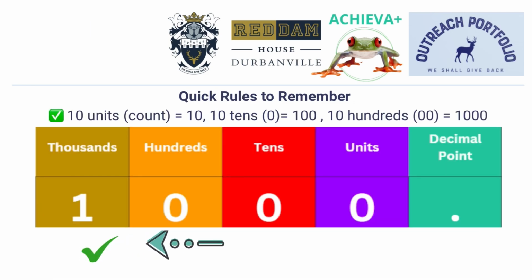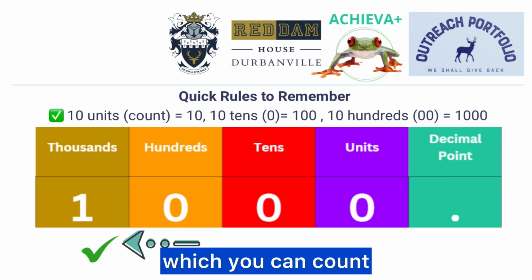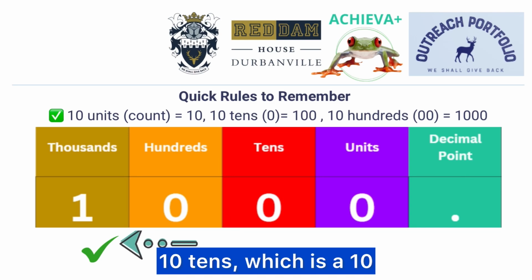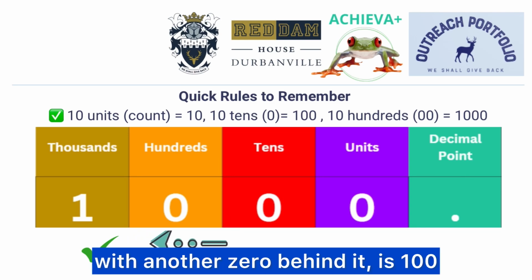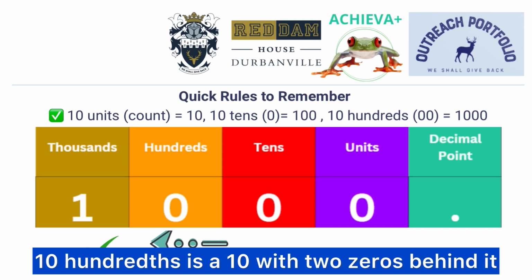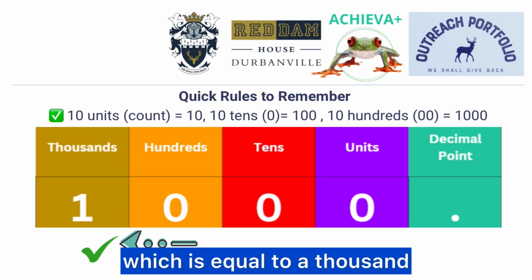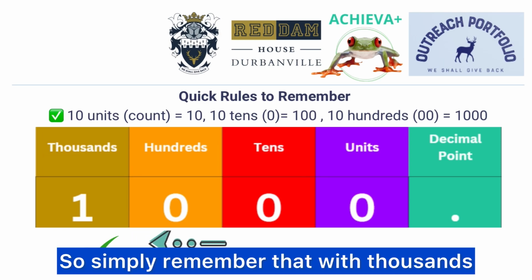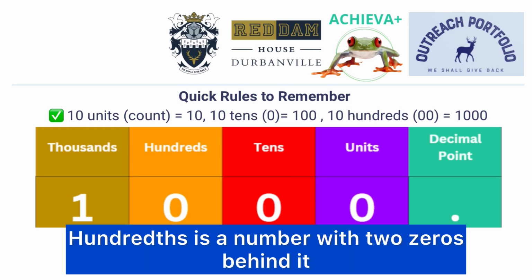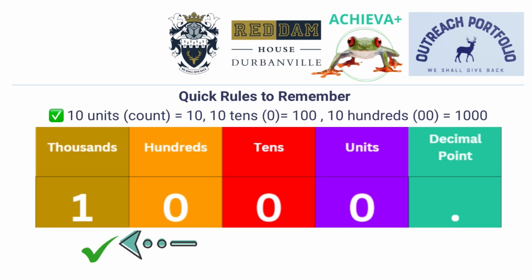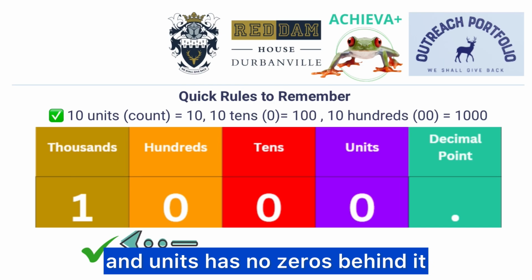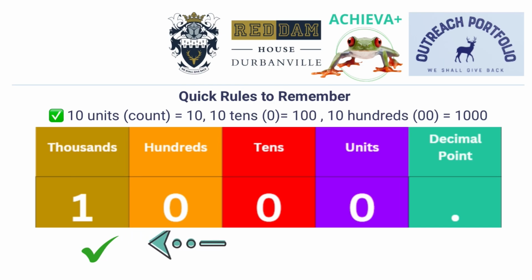So, for example, 10 units, which you can count, is equal to 10. 10 tens, which is a 10 with another 0 behind it, is 100. 10 hundreds is a 10 with 2 zeros behind it, which is equal to 1,000. So simply remember that with thousands, it's the number with 3 zeros behind it. Hundreds is a number with 2 zeros behind it. Tens is a number with 1 zero behind it, and units has no zeros behind it.